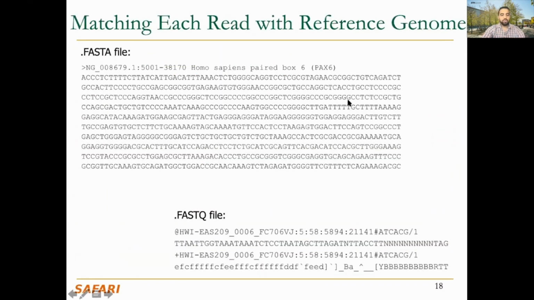Now, how do we do that in practice? This is the FASTA file. This is the reference genome. And this is the FASTQ file, which is the read set. The FASTQ file has 4 lines. So every piece you get from the sequencing machine really has 4 lines. The first line is the identifier, just a unique ID for the read you get.